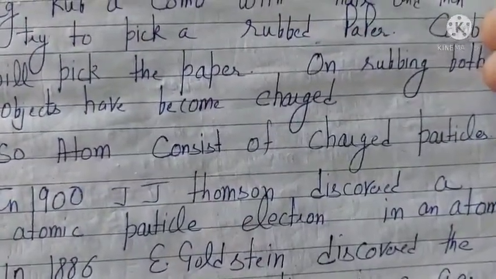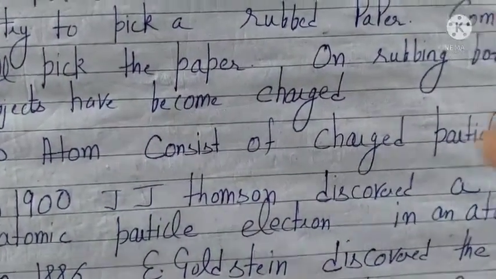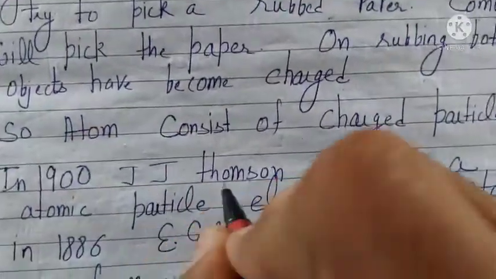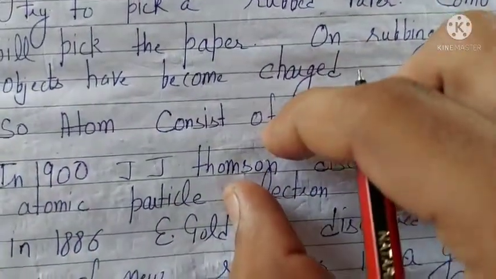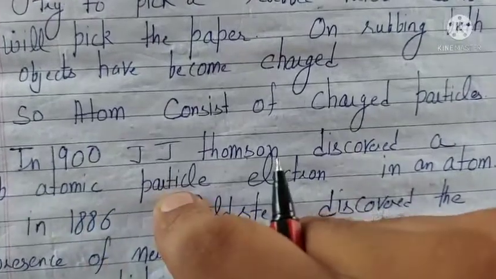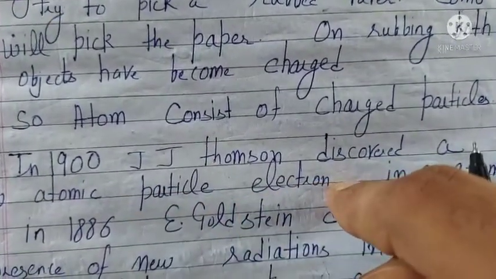You can say that. There are some scientists who discovered these charged particles in an atom. An example is J.J. Thomson. In 1900, he is the person who discovered the electron, and the electron is a subatomic particle of an atom, and it's a negatively charged particle.